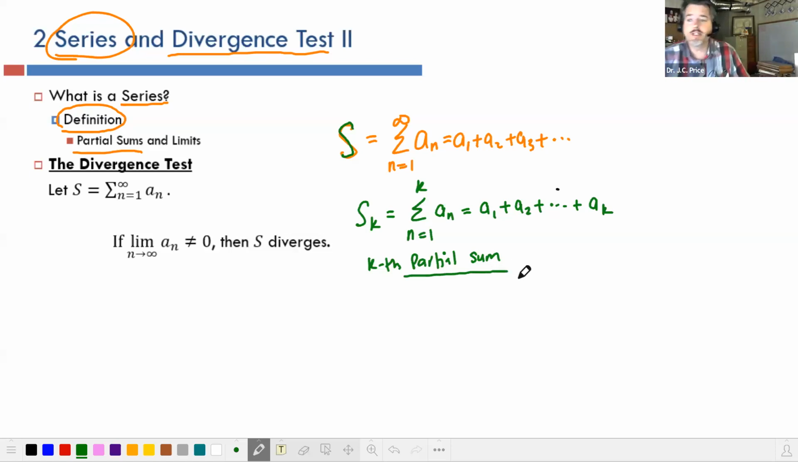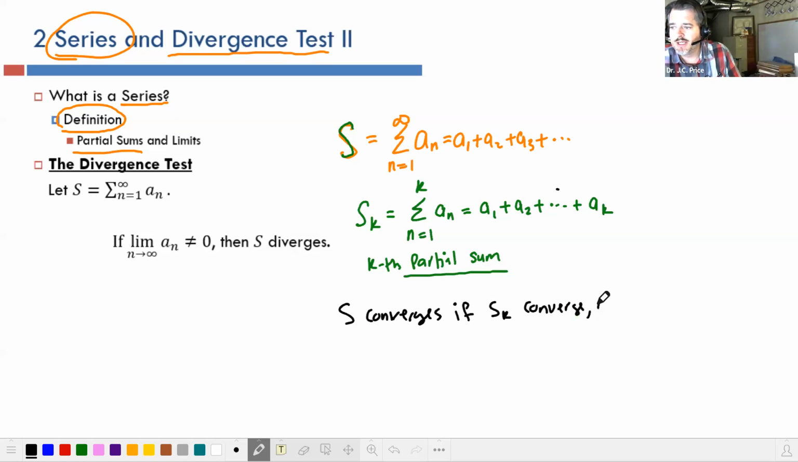All right, and for a series to converge, we say S converges if the S sub k's converge. So what does that mean? That is to say, the limit as k goes to infinity of the S sub k exists. And it diverges otherwise. And so S diverges if the S sub k's, as a sequence now, diverge.